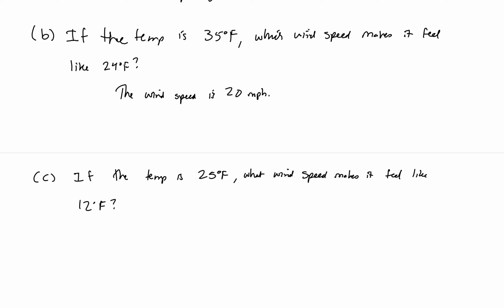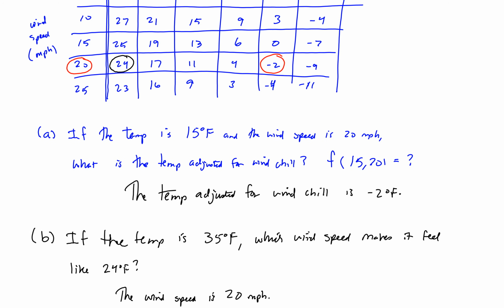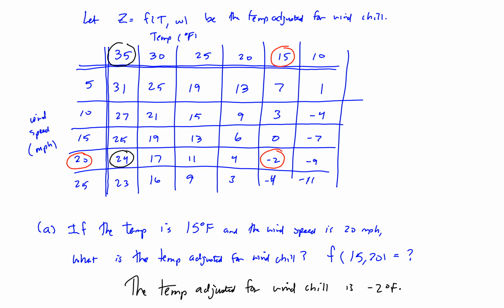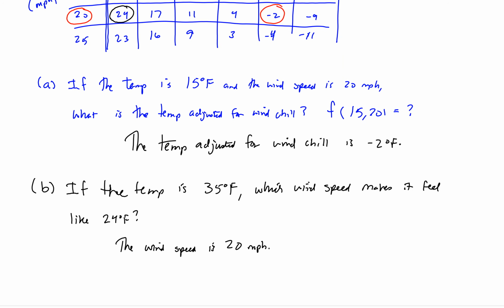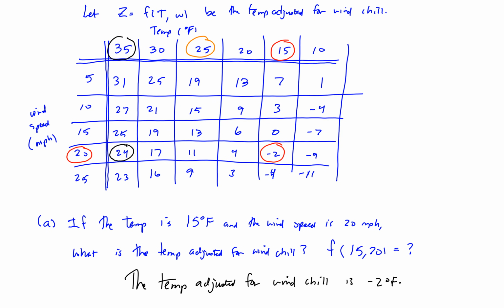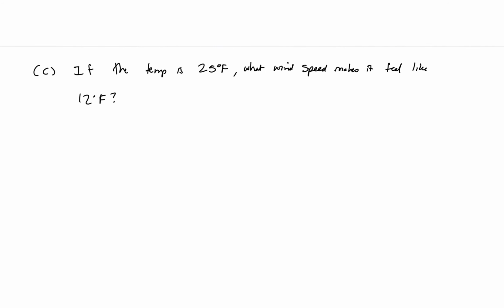Okay, so we want the temperature to be 25 degrees. We want what wind speed makes it feel like 12 degrees Fahrenheit. So we want temperature 25, so we're going to go up to the column with the 25 in it. So this is our column for 25. And now we want the wind speed that makes it be 12 degrees. So we're looking for a 12 in this column. We see there isn't a 12 in this column. We have a 13 and we have an 11. So it should be somewhere between these. So it should be somewhere between 15 and 20. So we'll go ahead and estimate that to be 17.5.